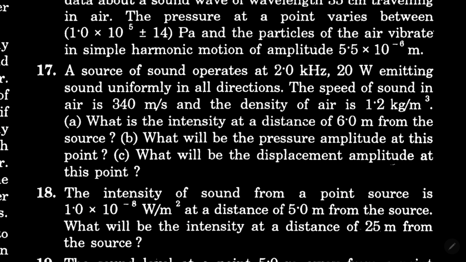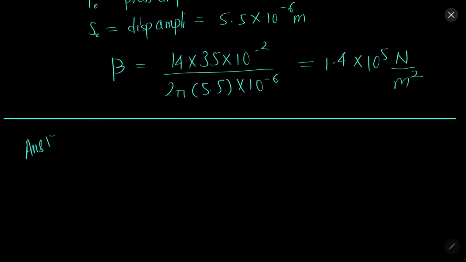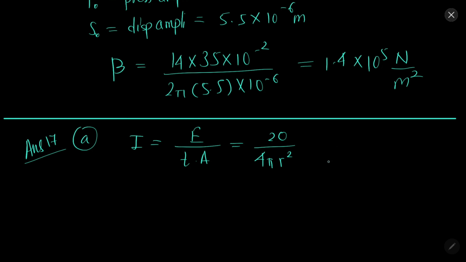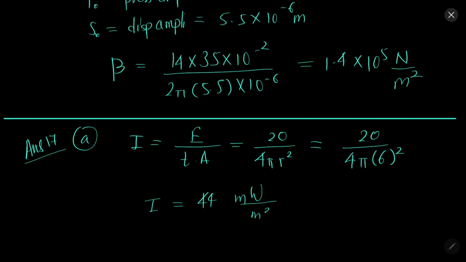In 17, we have to find what is the intensity at a distance of 6 meter from the source, what will be the pressure amplitude, and what will be the displacement amplitude. Solution 17, A part. So the intensity is energy over time into area. So 20 over 4 pi r square. 20 over 4 pi 6 square. So it will come out to be 44 milliwatt per meter square.